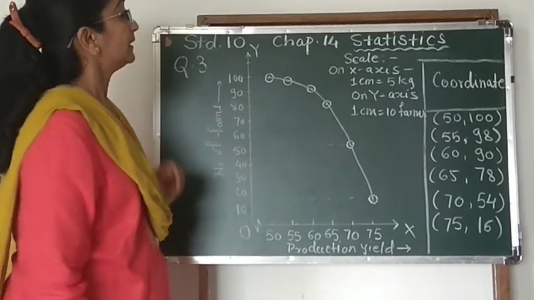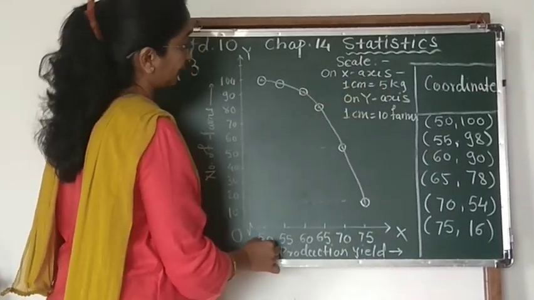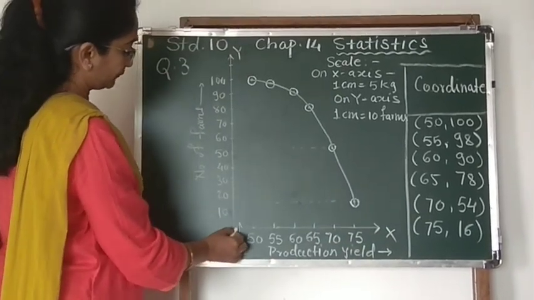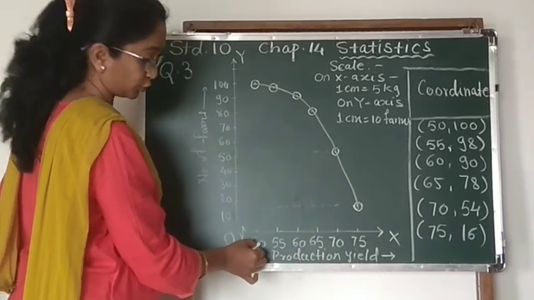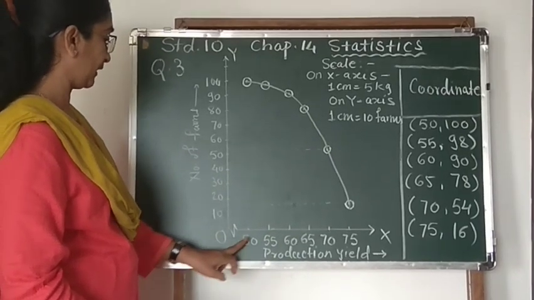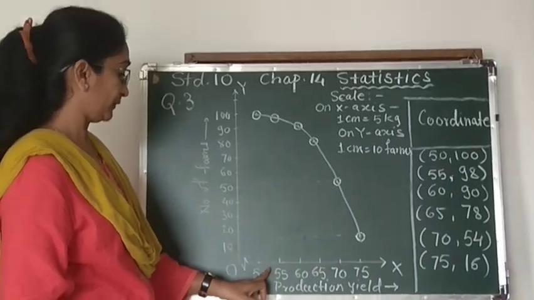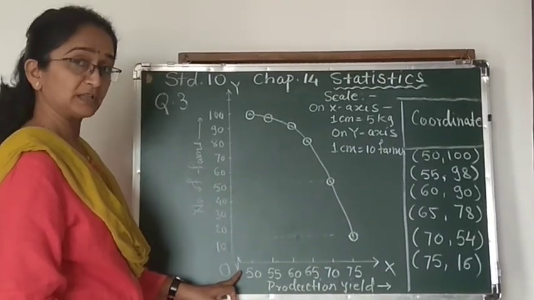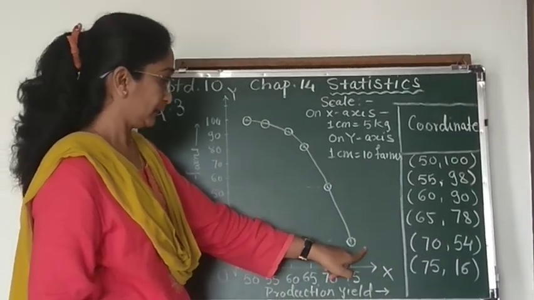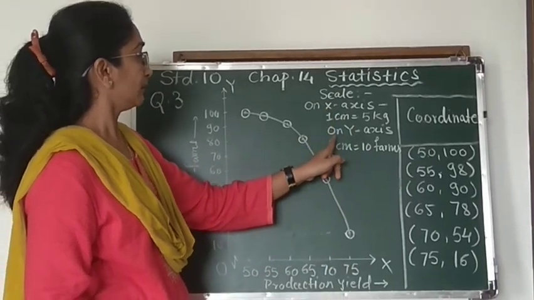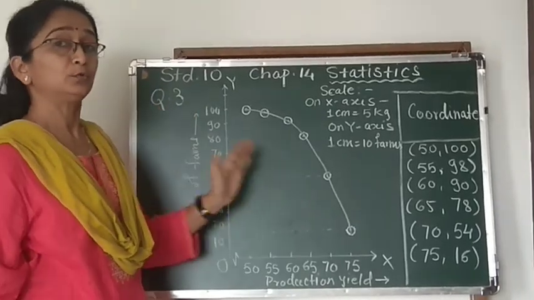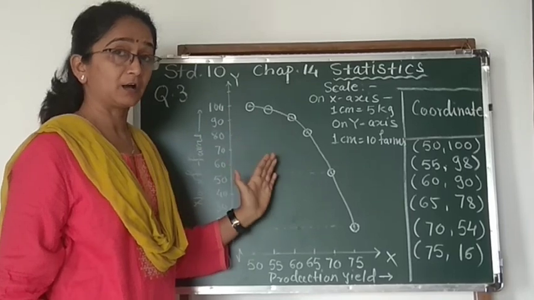The scale for this ogive is on x-axis 1 cm is equal to 5 kg. That means the production yield 5 kg per hectare. Now here we have shown the kink mark for showing the difference between the class intervals. So here the difference is 50, and for the next class intervals the difference is 5. So we have to show the kink mark here. Now you can see this ogive is cumulated downward. For the y-axis the scale is 1 cm is equal to 10 farms. So you have to write the scale for each and every graph.